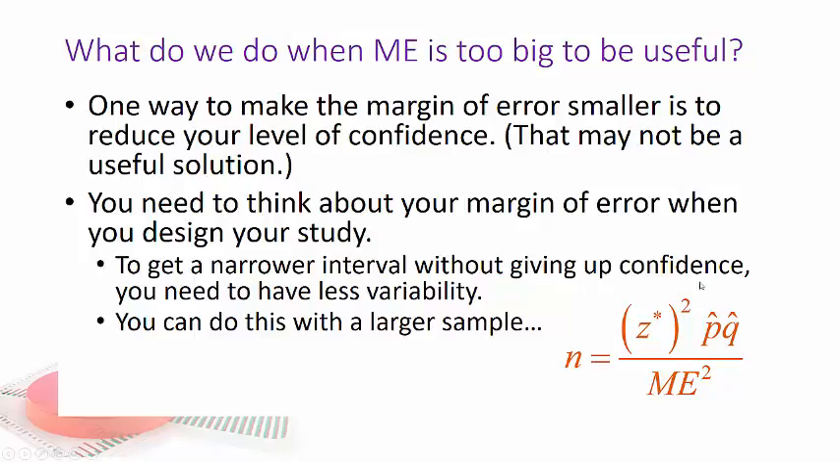This formula is not on your math chart, but you can see the relationship here: the number of samples required is proportional to this critical value, which is related to the confidence level we want, and the product of p hat q hat. And if we make this margin of error smaller, we need to make the sample size bigger. So let's go ahead and take a look at an example.